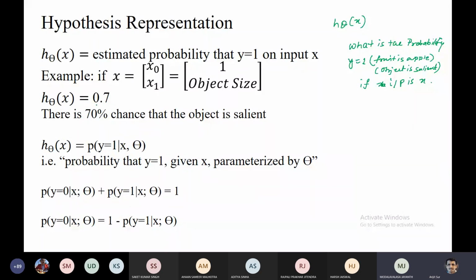So for example, if x is theta 0, theta 1 is object size, and h theta x is 0.7, then there is a 70% probability or chance that the object is salient. Okay, so this is the definition. So h theta x is equal to the probability that y is equal to 1 given x, parameterized by theta.